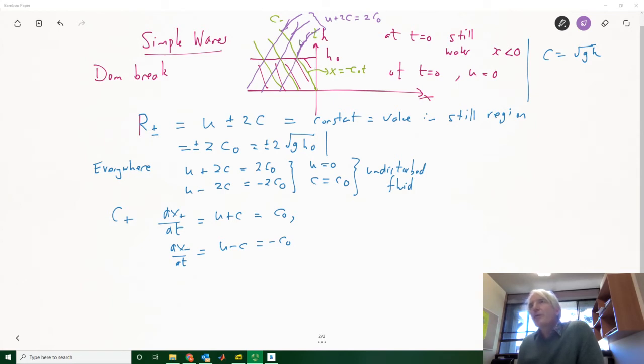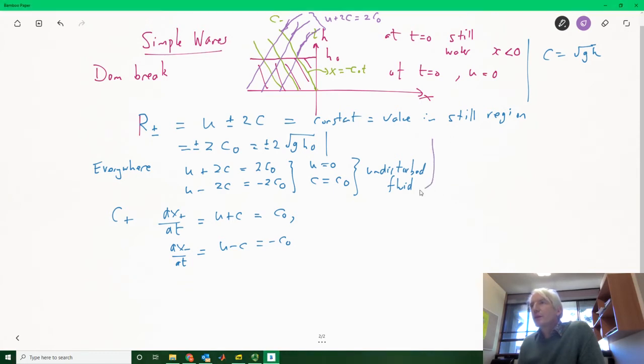Now when these curves come out here, we know that they carry u plus 2c is equal to 2c naught. So we know that everywhere in the entire fluid, u plus 2c is equal to 2c naught. I'm going to write that down here. So everywhere, u plus 2c is equal to 2c naught. This is why they're called simple waves. They have this property. This is the key property.